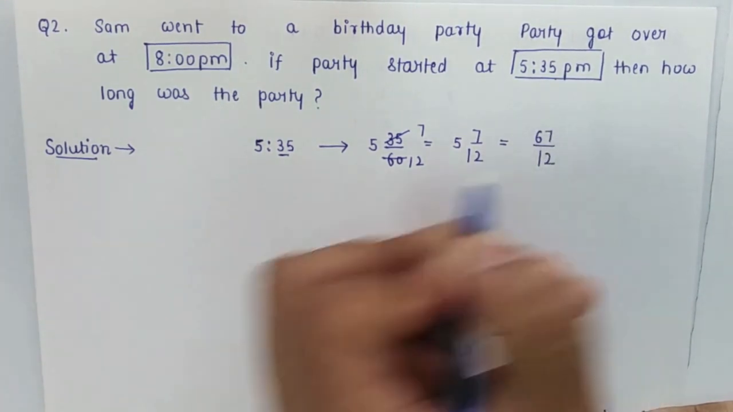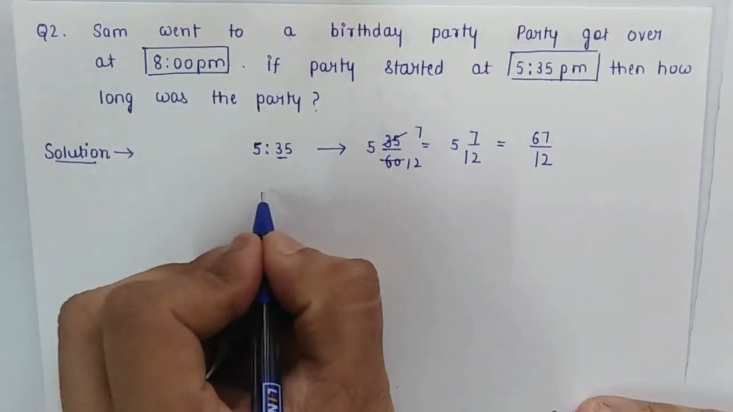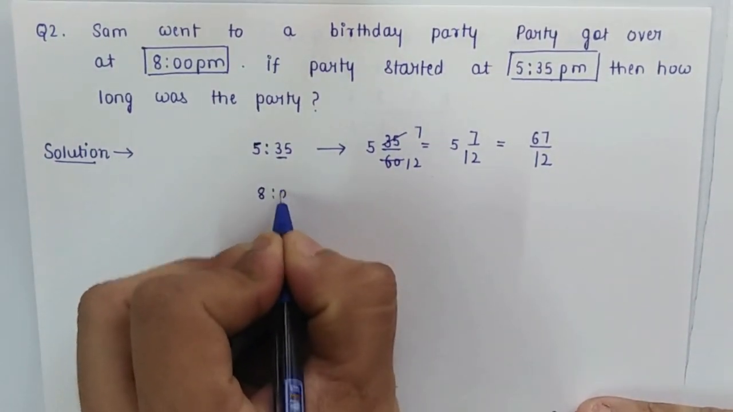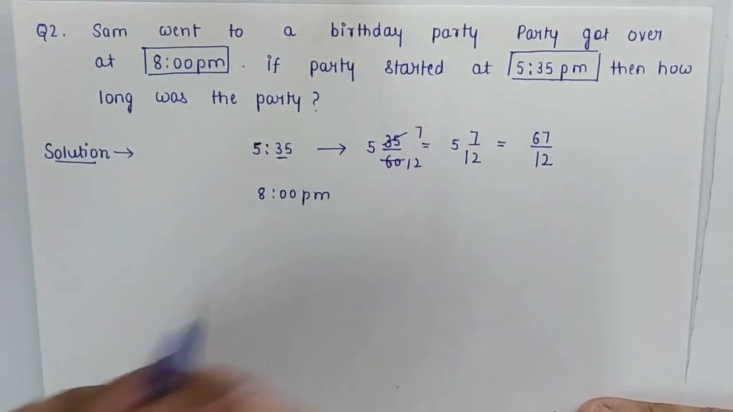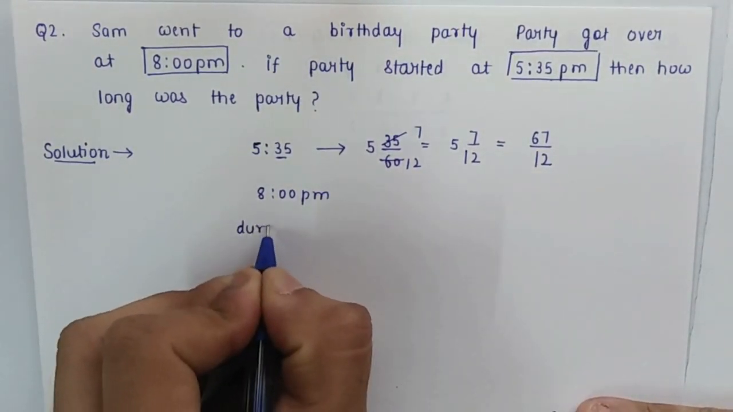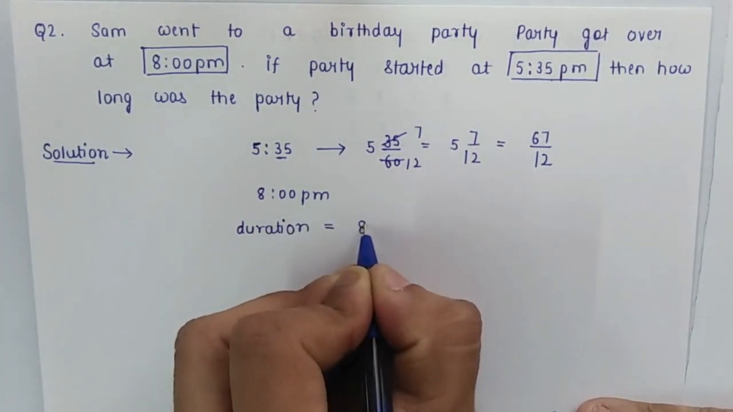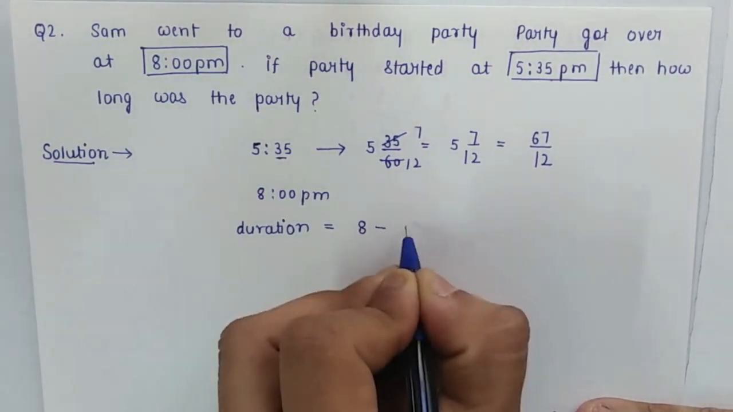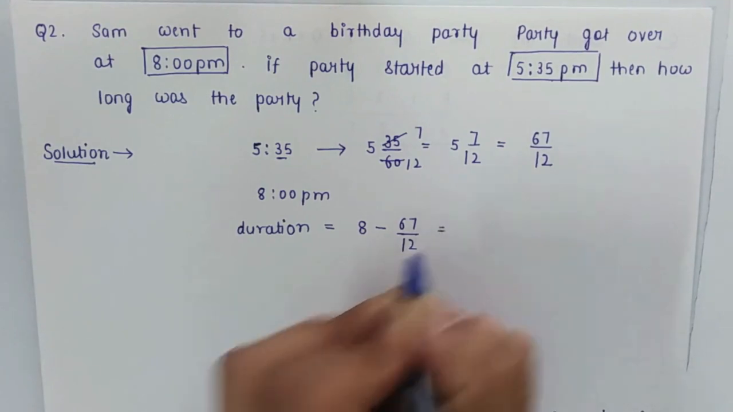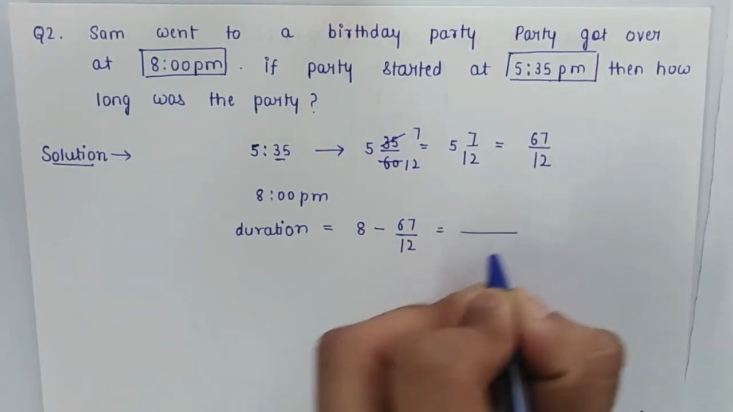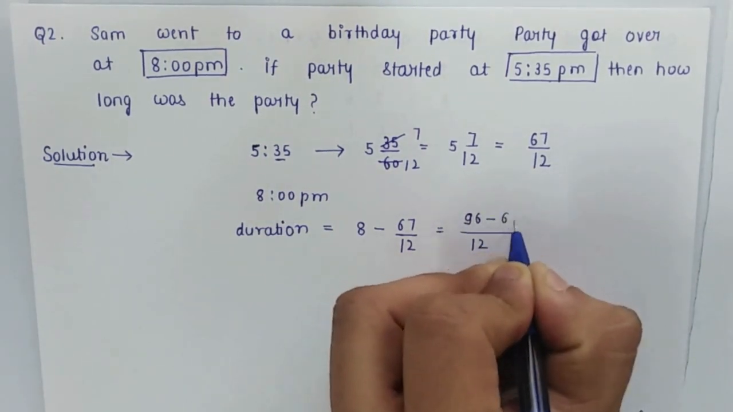So this is the starting time of the party, and the party got over at 8 p.m. This is also given to us. Okay, so now for the duration, we have to calculate the duration of the party. So the duration will be simply the difference of 8 minus 67 by 12. So let's take the LCM. The LCM will come as 12. This will be 96 minus 67.